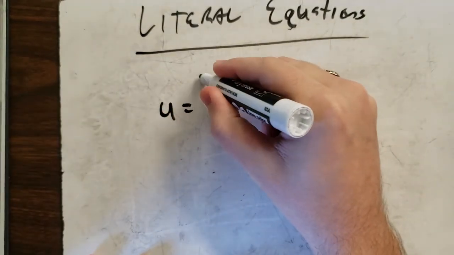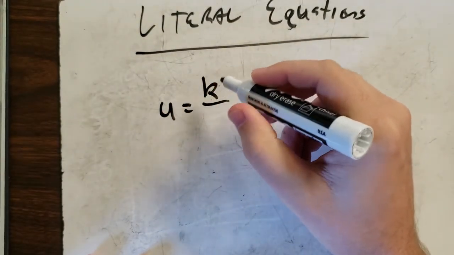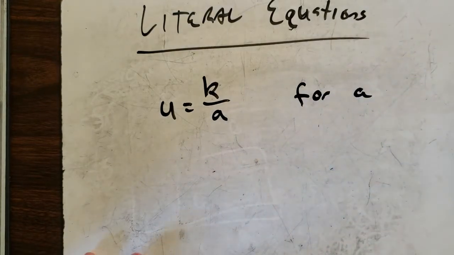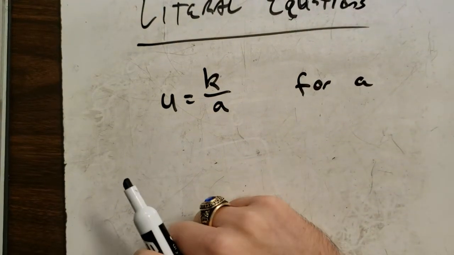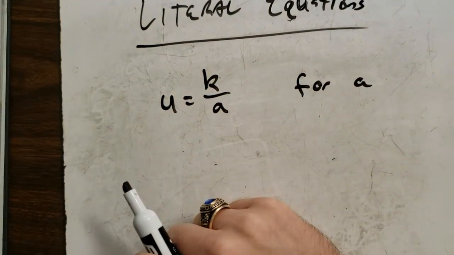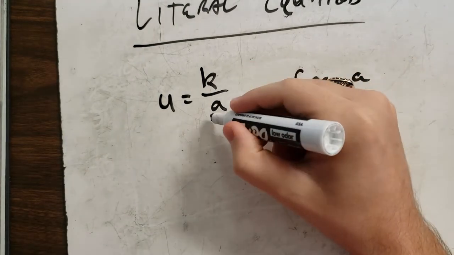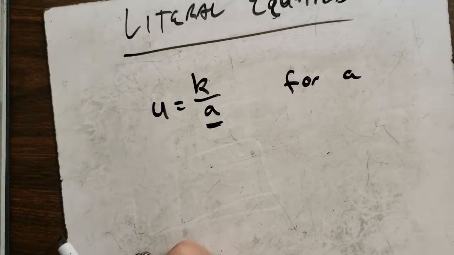U equals k over a, and we're solving for a. Okay, now this one is a little tricky. But watch and learn. It's not that difficult if we know what we're doing, following the rules, remember. So we're solving for a. Here is our a here. That's the letter we're trying to get by itself.